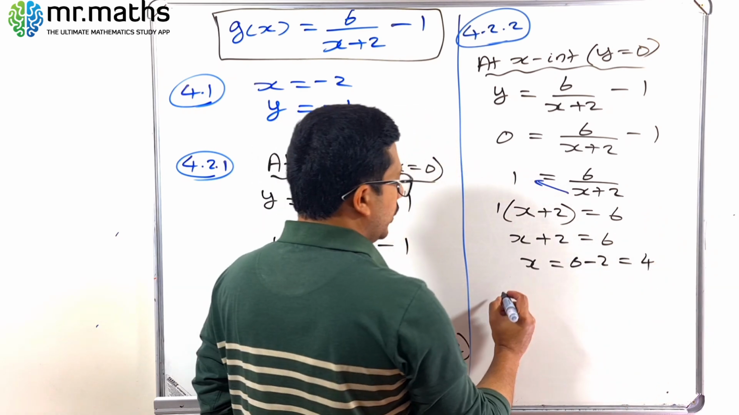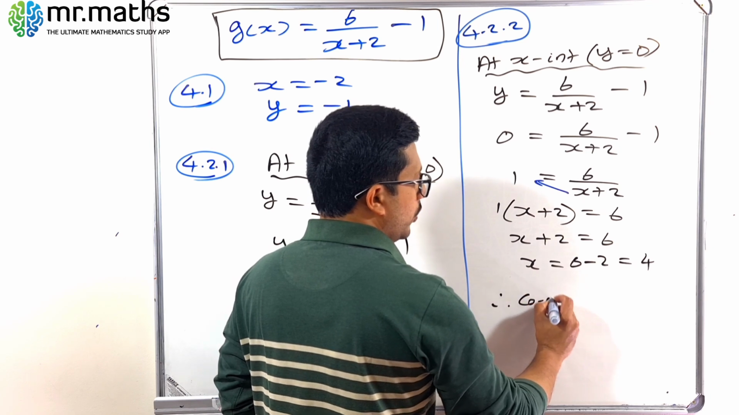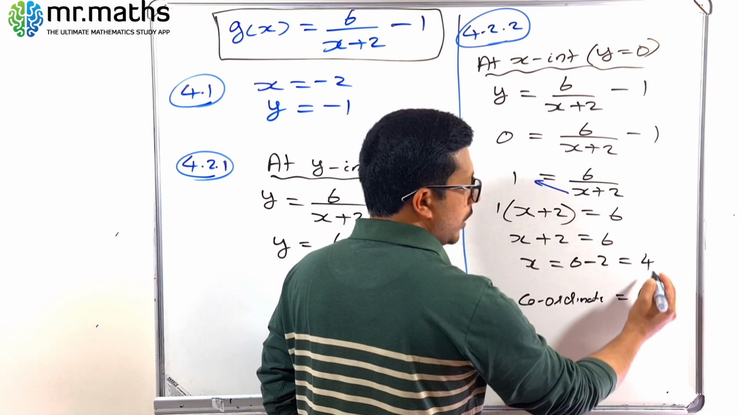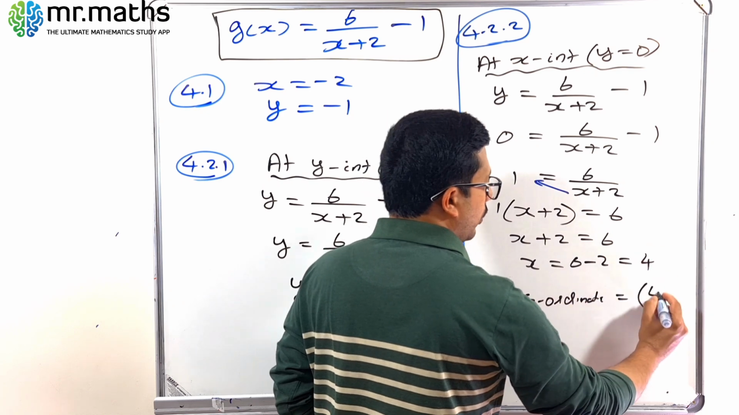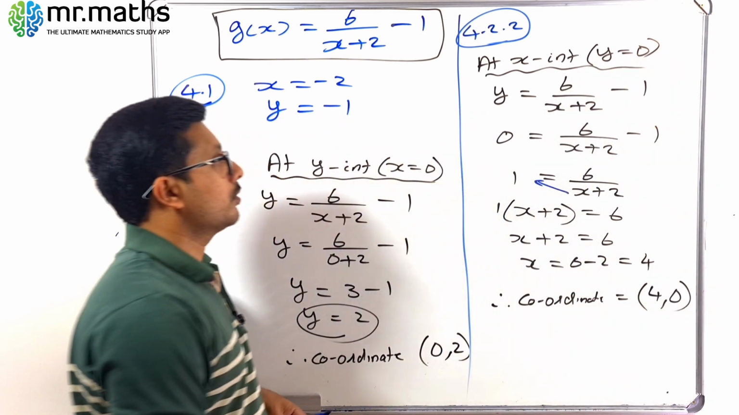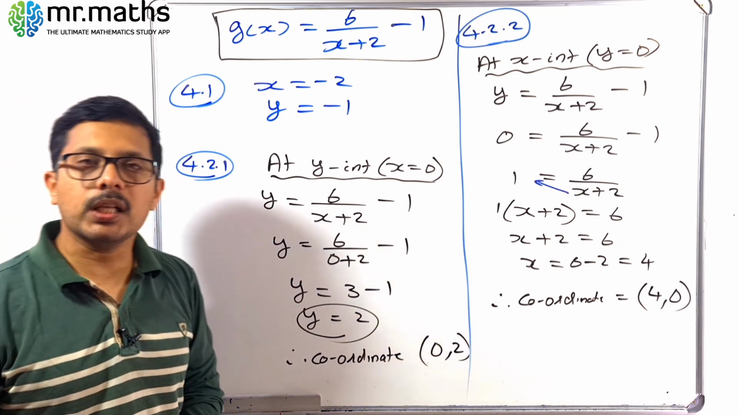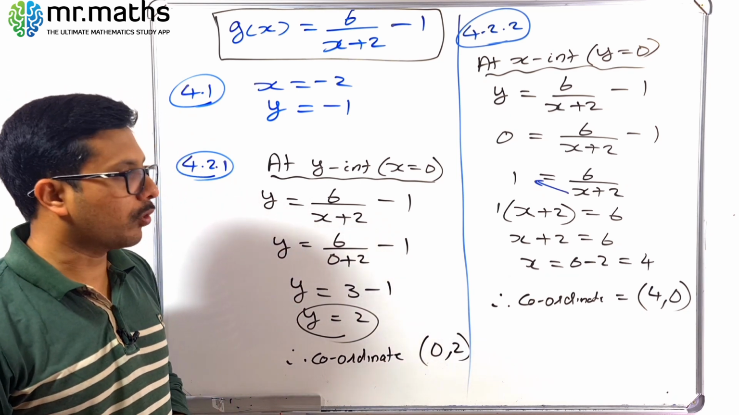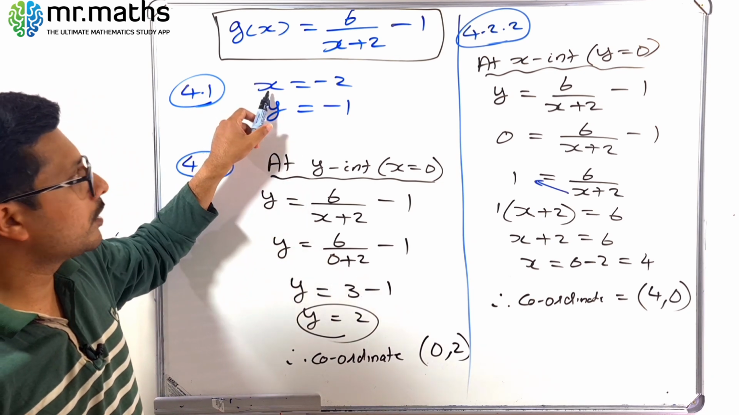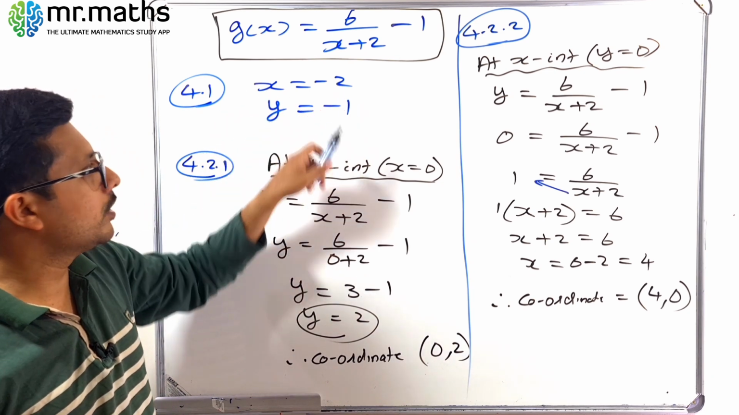Okay. So therefore coordinate. What is the coordinate now? X value first. X value is 4 and the y value is 0. So the x-intercept is 4 comma 0. Okay. So this is the asymptote. X is equal to minus 2, y is equal to minus 1.